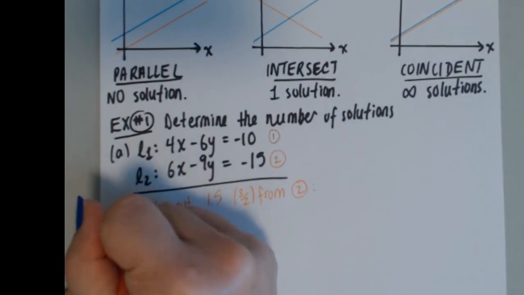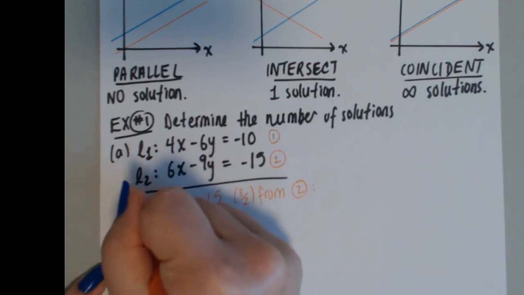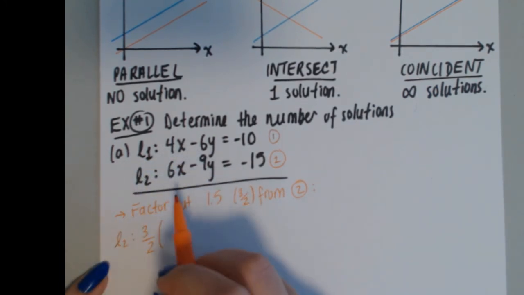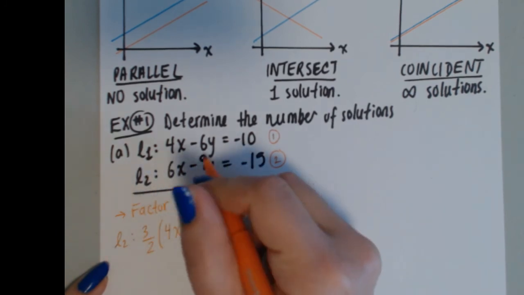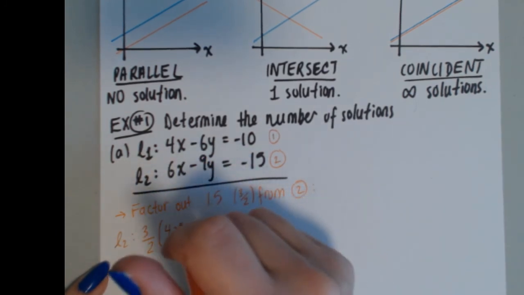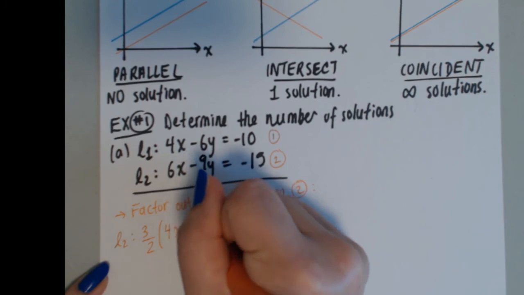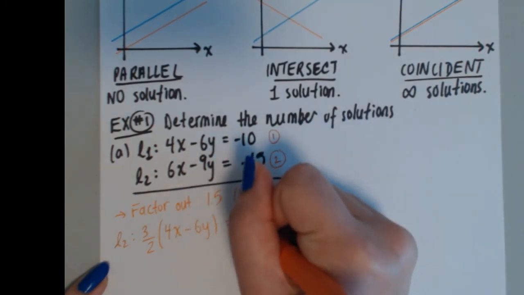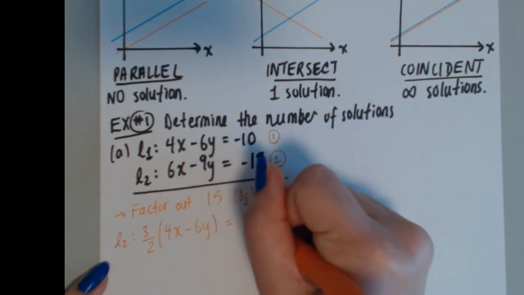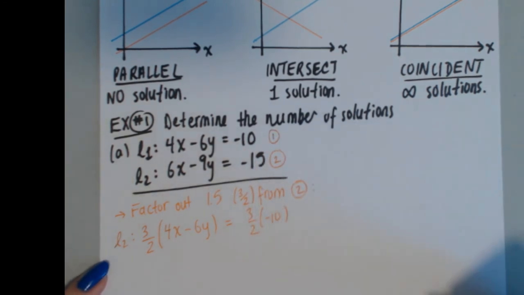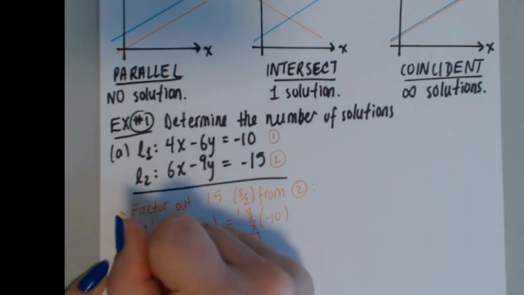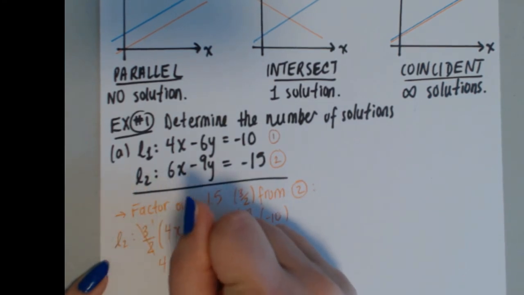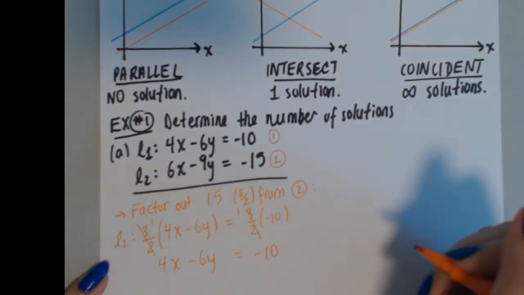If I factor out 3/2, what am I going to be left with? If I factor out 3/2 from 6, I'm going to be left with 4, and there's my x. Factor 3/2 from 9, I'm going to have 6, and there's your 6y. And on the right side, taking out 3/2, I'm going to be left with -10. So your 3/2 cancels on the left and right, leaving you with 4x minus 6y is equal to -10.